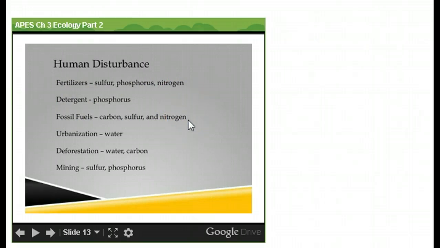We burn fossil fuels, and that changes these cycles. We get sulfur as acid rain. We get nitrogen. We make acid rain, and carbon. The carbon cycle is changed because the fossil fuels are used out of the depths of underneath the earth.